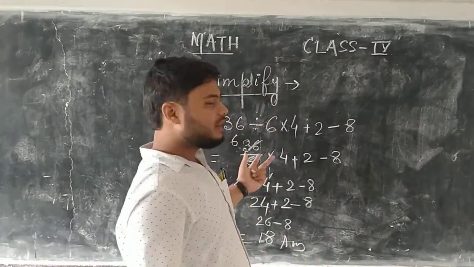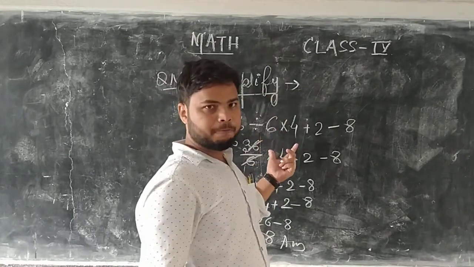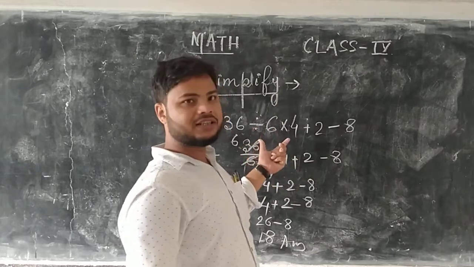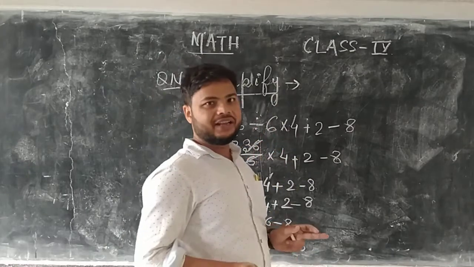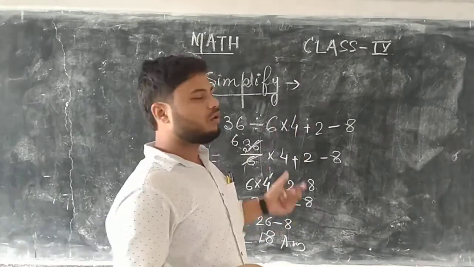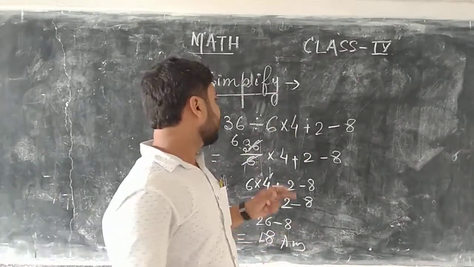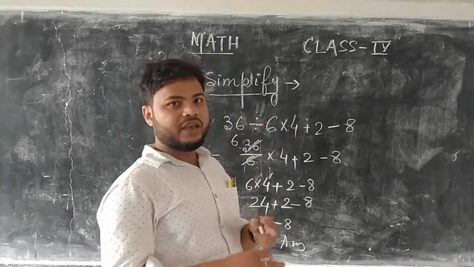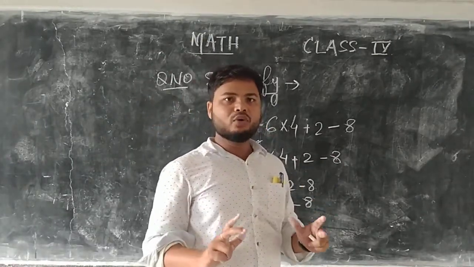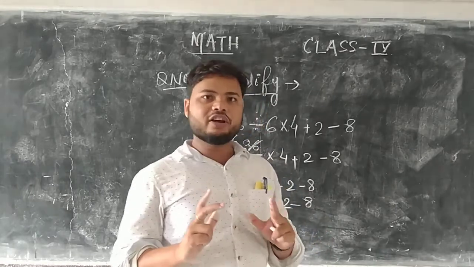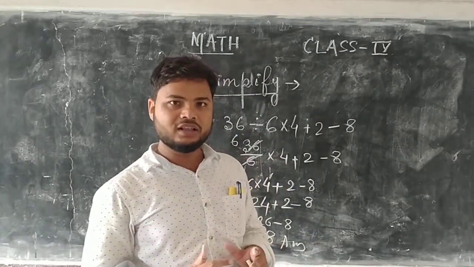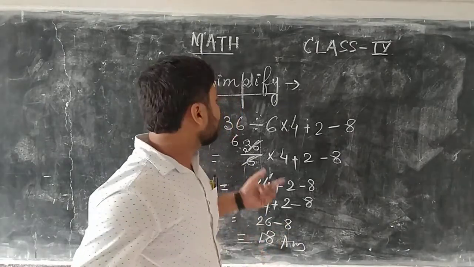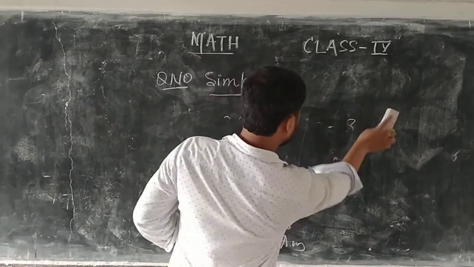If you work this type of simplification according to BODMAS. If you do not follow BODMAS in this type of question, we will not get a correct answer, we will get a wrong answer. So if any simplification is given with more than one operation, we will work according to BODMAS. Clear? Now we have a second question.